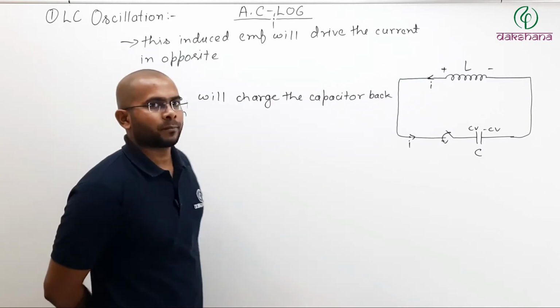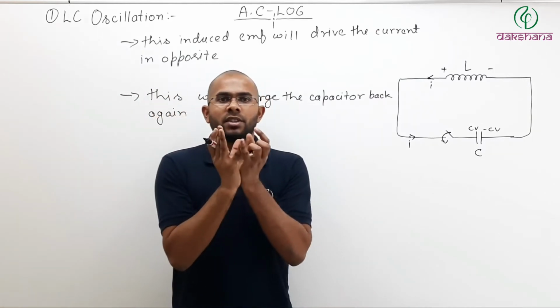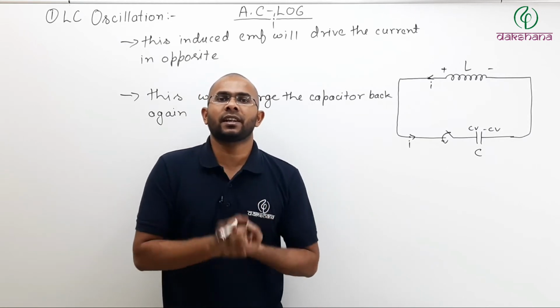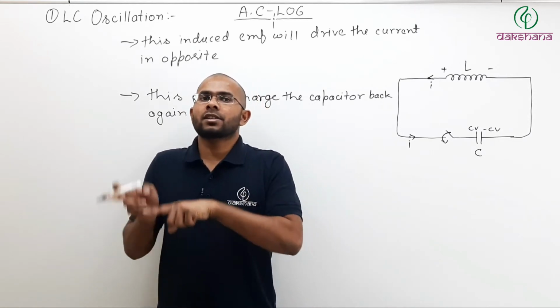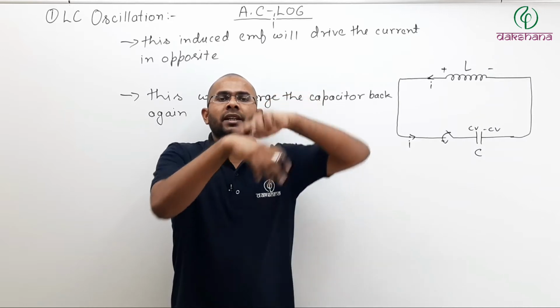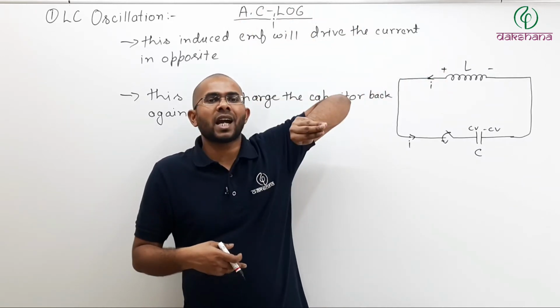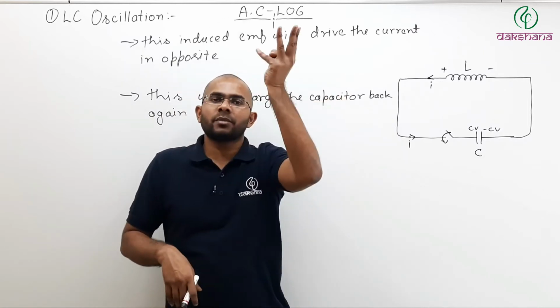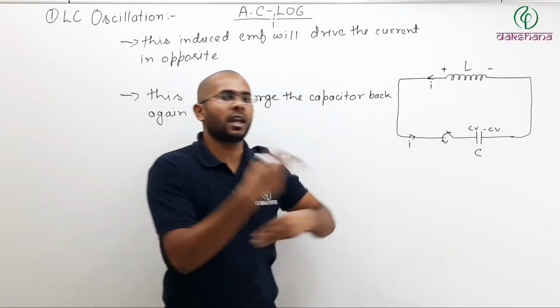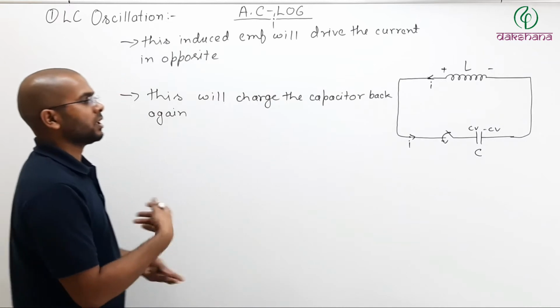So what is happening? Initially the capacitor was charged, it had some electric field energy. That energy was transferred to the inductor, as magnetic field energy. That magnetic field energy is again transferred back to the capacitor, and that again back, and that again back. This keeps on happening. So this transfer keeps on occurring.